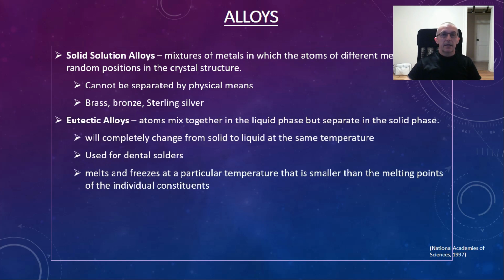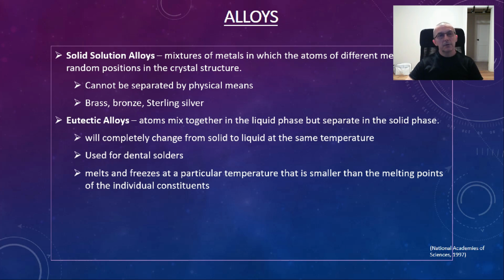We have eutectic alloys. These atoms mix together in liquid phase, but they separate in a solid phase. So if you look at it under the microscope, you're going to see the separate metal crystals and not a crystal that is made up of both metals. They will completely change from solid to liquid at the same temperature. Sometimes the solid solution, one piece may melt before the other.